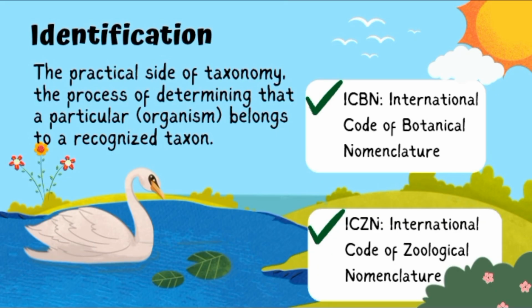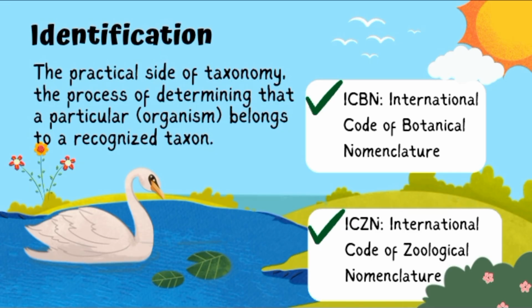So nomenclature is based on identification and characteristics of an organism. Thus nomenclature is providing a scientific name to an identified organism. For plants, scientific names are based on ICBN, that is International Code of Botanical Nomenclature, which was later replaced by ICN, that is International Code of Nomenclature for algae, fungi and plants. And for animals, the scientific names are based on ICZN, that is International Code of Zoological Nomenclature.